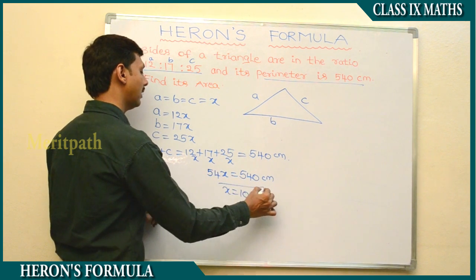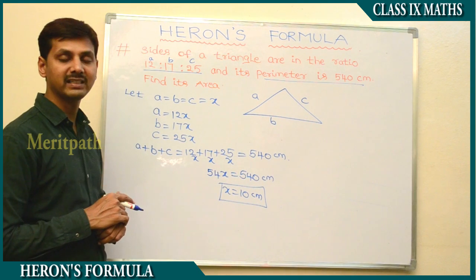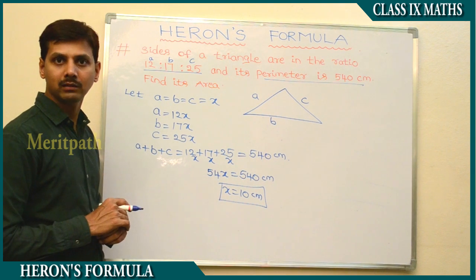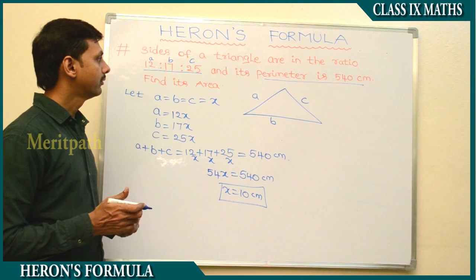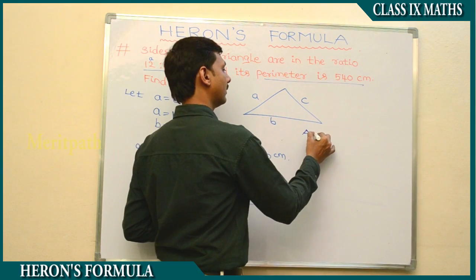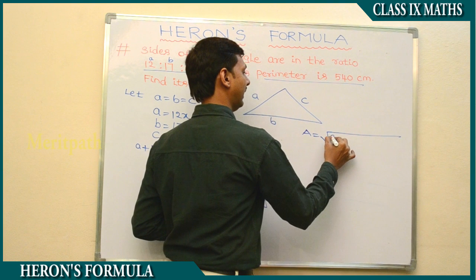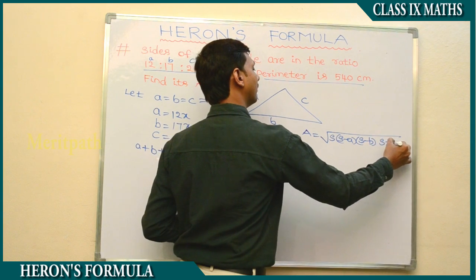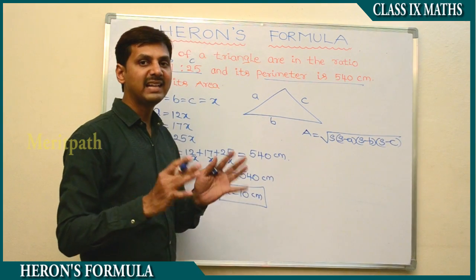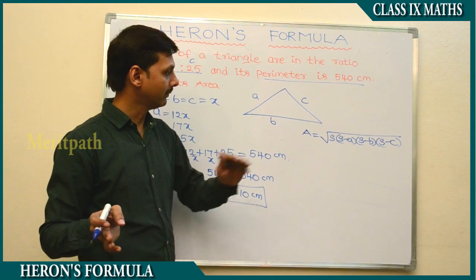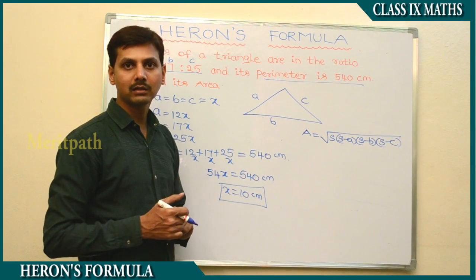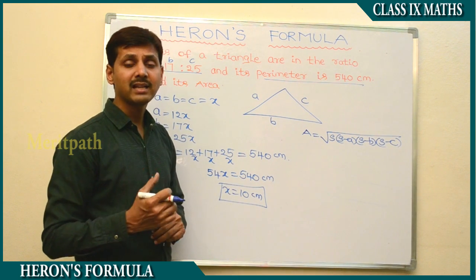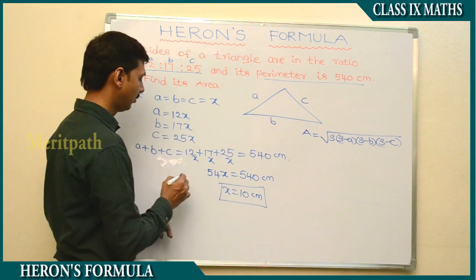So we got the value of x now. The value of x is 10 centimeters. Now we need to find the area of the triangle. The area is the square root of s into s minus a, s minus b, s minus c. That is the area of a scalene triangle we discussed in the previous class. So let's find this s.